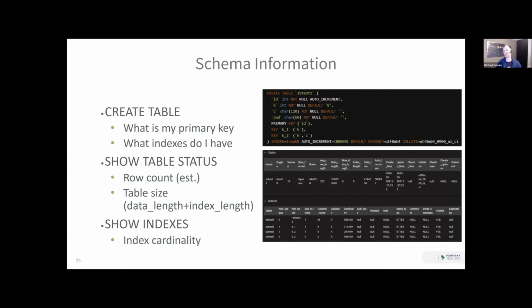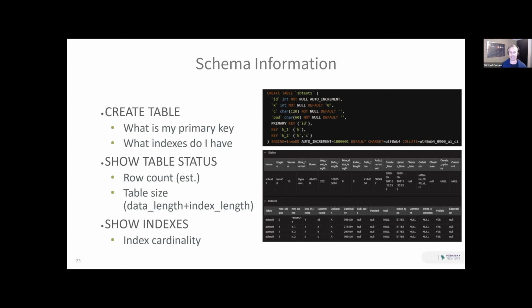Well, one of those quick hits is that my PMM server in 2.9 will give you the create table, the show table status, and the show indexes. Okay, again, things you can collect, they're very generic, but having them all in one view is really enabling for you to quickly review what indexes are set up on the server.